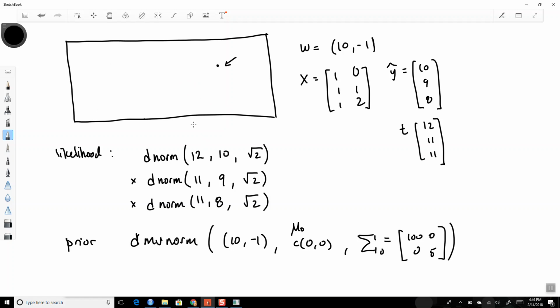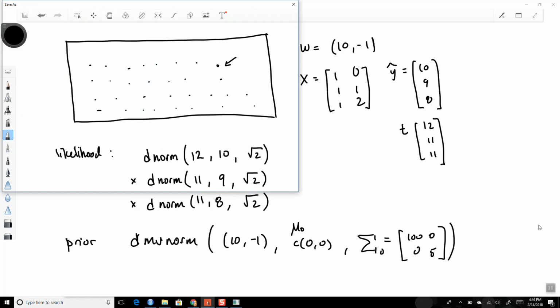So the prior distribution is still the thing that's centered at 0, and we ask, how likely is it to get 10, negative 1 out of there? And so we combine this, and we combine this. And we do the same thing for the entire grid of values across the entire plot, okay? Is that all right? So we are updating our beliefs about the distribution of W based on the likelihood of the data that we have seen.